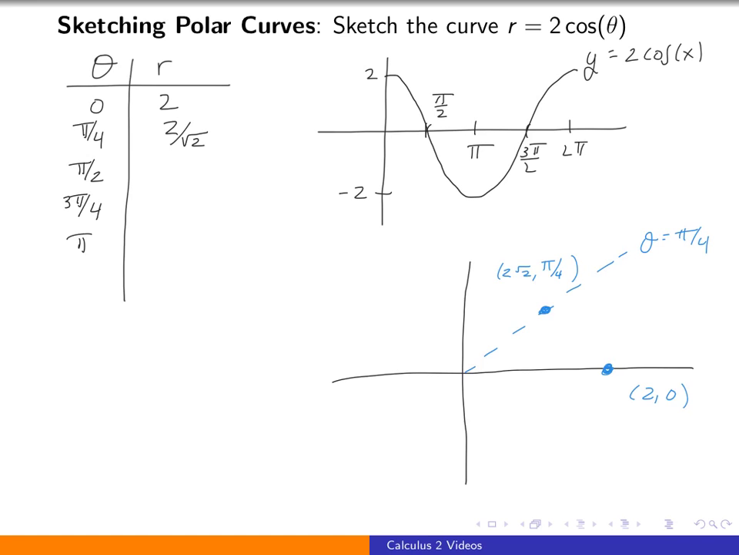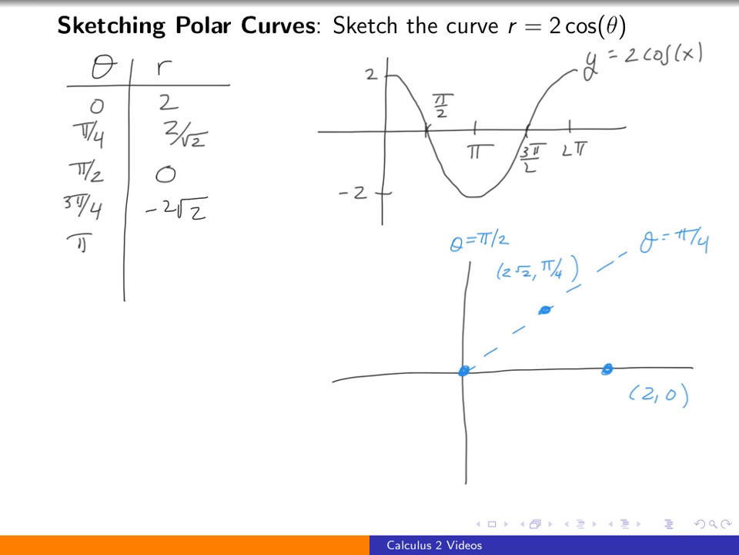When theta is pi over 2, we see graphically r is going to be 0. So pi over 2 would correspond to this positive vertical axis, and then 0 for an r value puts you right at the origin. For 3 pi over 4, looking at our graph, it's going to be the opposite of pi over 4, so minus 2 over root 2.